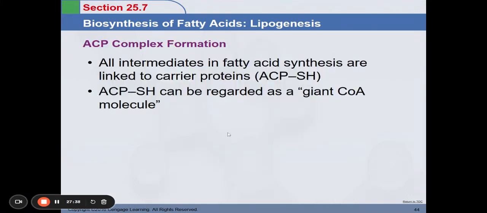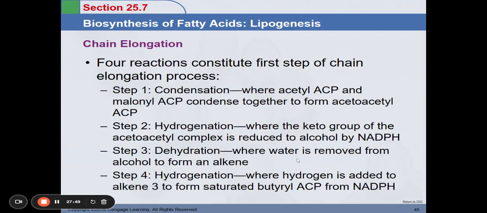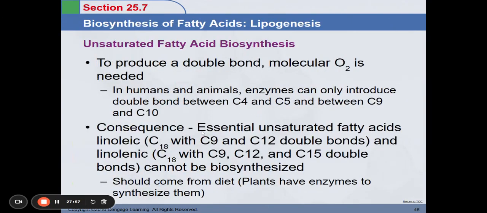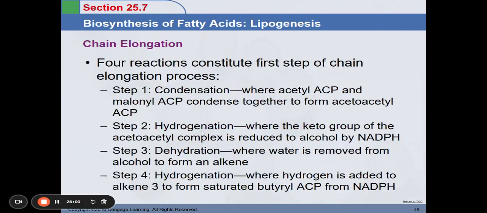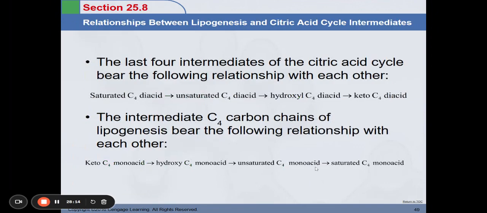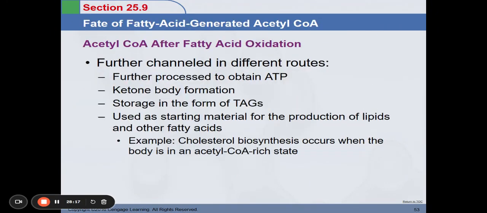We have the ACP complex formation, wherein all intermediates and fatty acid synthases are linked to a carrier protein we call ACPSH. These are the giant CoA molecule. So we have chain elongation, and hold on, let me check. I think we will not be involving this in our exam, but these are important. In our chain elongation, we have four different steps: condensation, hydrogenation, dehydration, and hydrogenation again. This is a question, so you can jump right back into these questions.